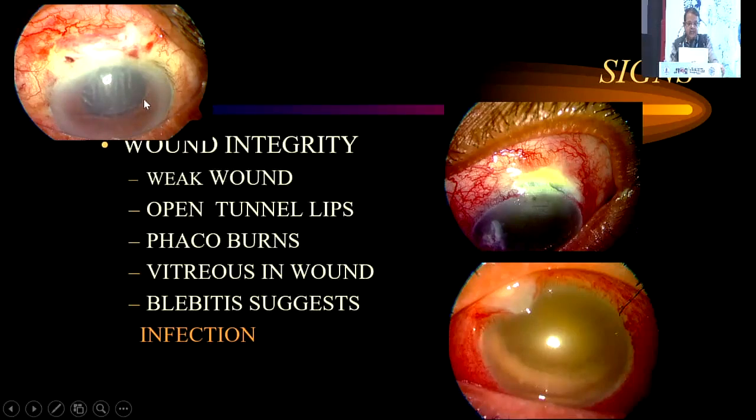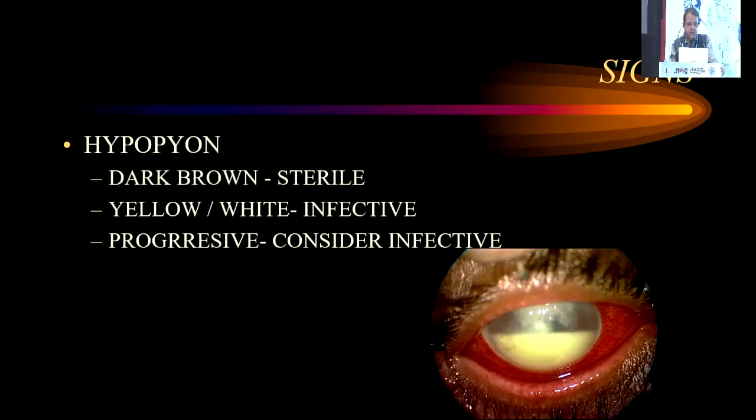Examine the wound very carefully. If you see a weak wound, a phaco burn, or this kind of inflammation or bleb-related infection, the diagnosis is clear that it's an infection and you need to give these patients intravitreal antibiotics. Whenever you see a hypopyon, it denotes a severe infection in the eye, and you need to treat this patient. If it is a dark brown hypopyon, then it's usually sterile. If it is yellowish or white in nature and increasing, then it's definitely infective.